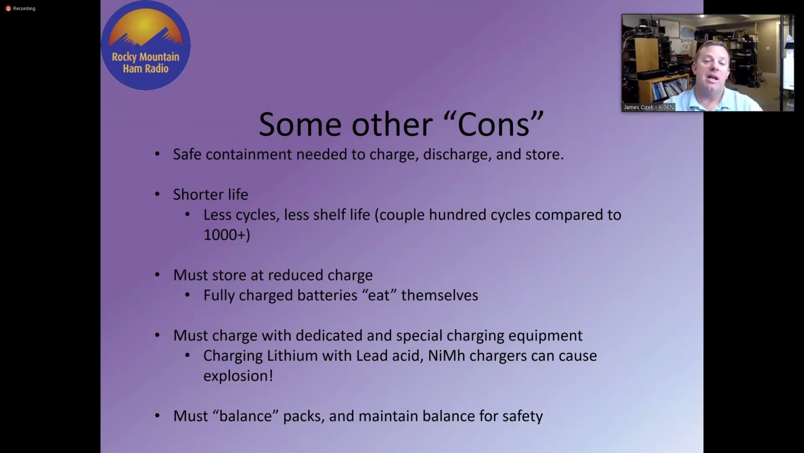Charging is absolutely critical, so you must use the right charger. If you charge a lithium battery that doesn't have self-protection devices built into the cells with a NiMH or a lead acid charger, you can easily cause a huge explosion in the battery. And really, you have to balance your packs to maintain safety and longevity of the pack. What that means is make sure that each cell in your battery that's connected remains extremely close to the same voltage level as all the other cells in the pack.